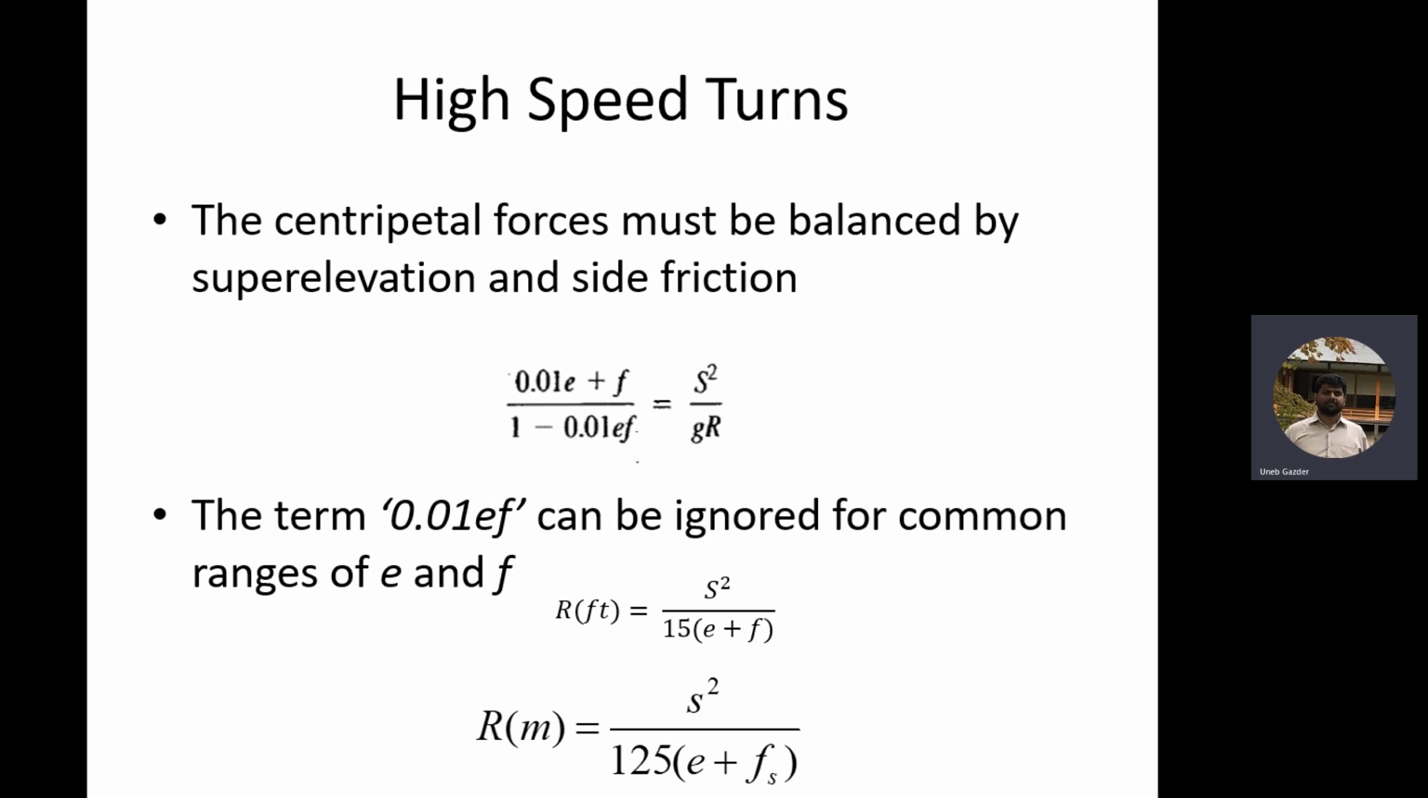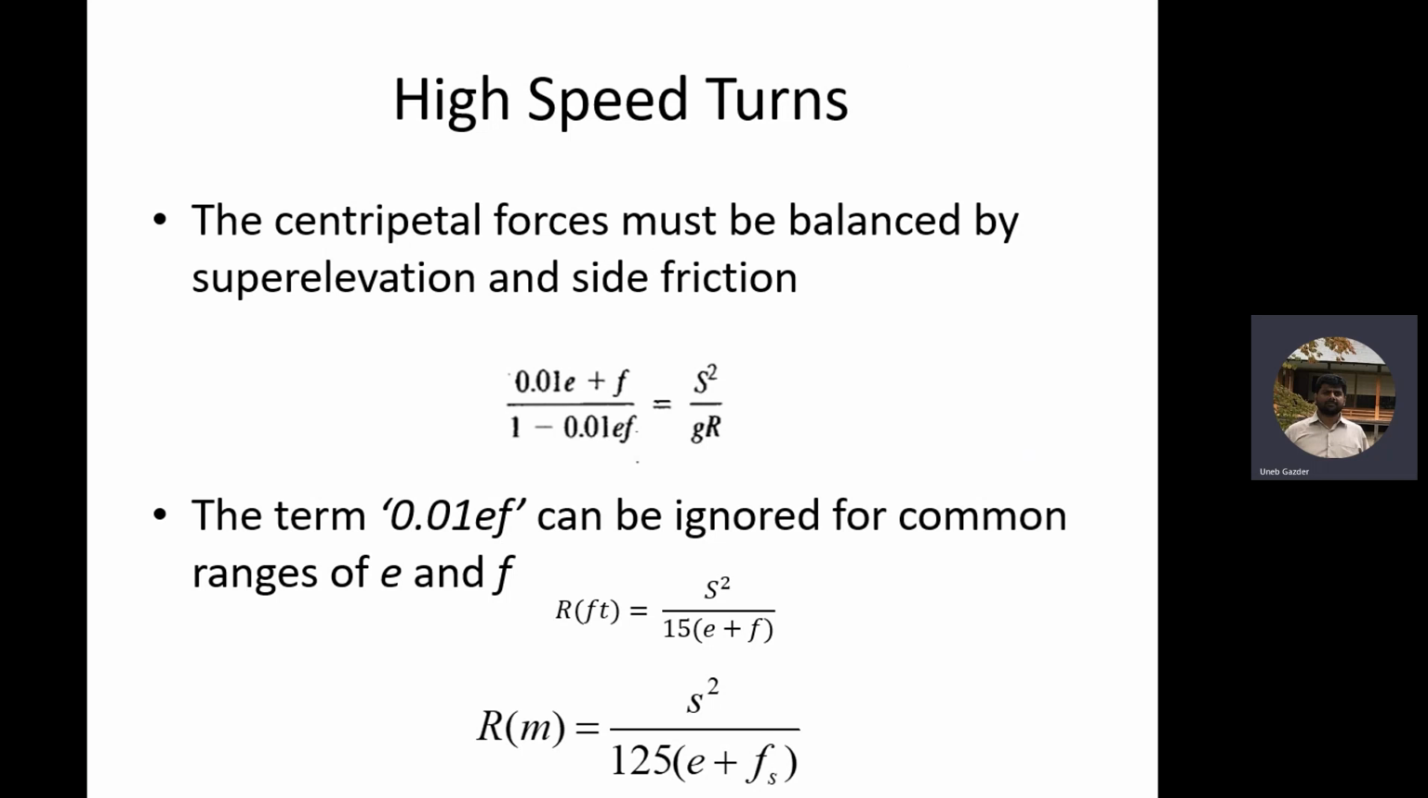At high speed turns, the radius of the curve has to balance the forces which are acting on the vehicle. So there are two design parameters which balance the forces acting on the vehicle at high speed. And high speed means more than 10 miles per hour, which is around 16-17 kilometers per hour. So any turn or any curve designed for a speed of more than 16 should satisfy the equation which you see on the slide.